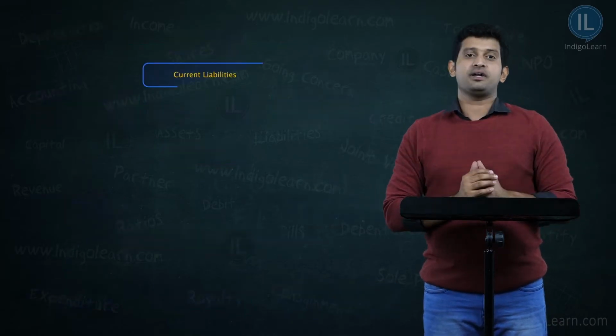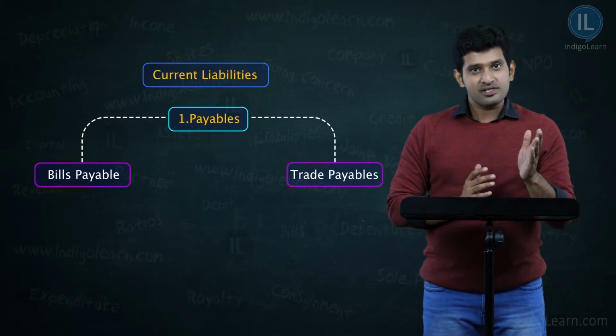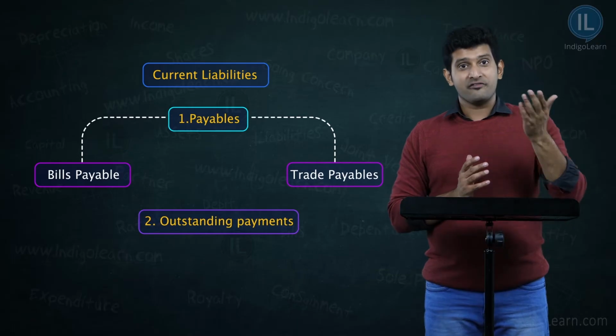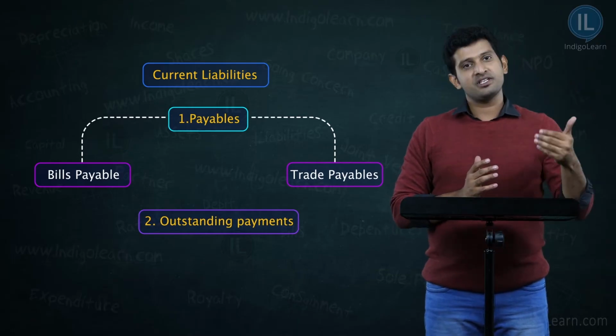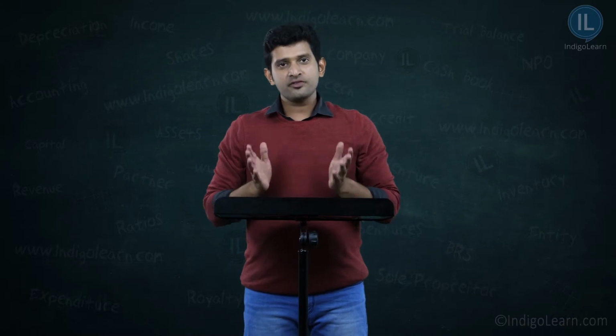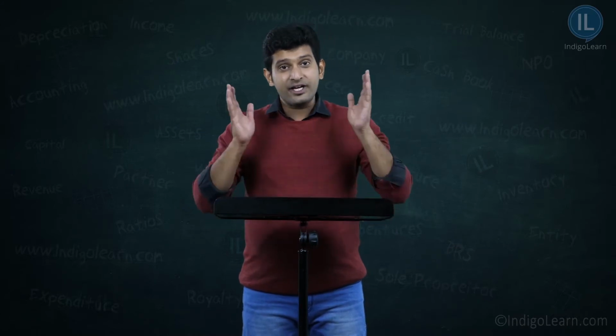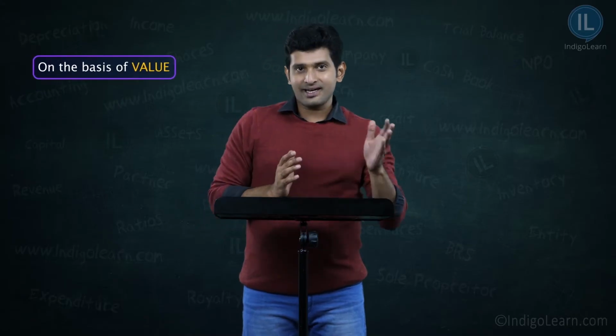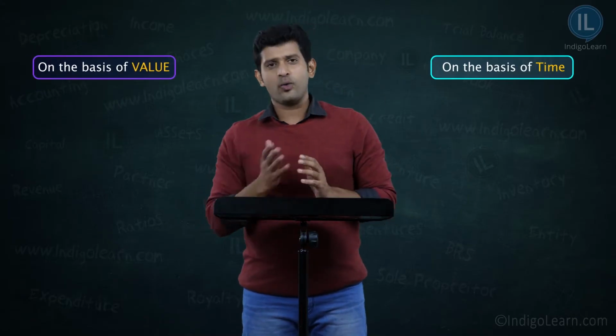Moving on to current liabilities. Payables, that is trade payables and bills payables, and then outstanding payments, that is in the form of wages or salaries. These two will be seen majorly as current liabilities. Friends, the concept of working capital can be understood from two angles. The first angle is on the basis of value and the second is on the basis of time. Let's go one by one.